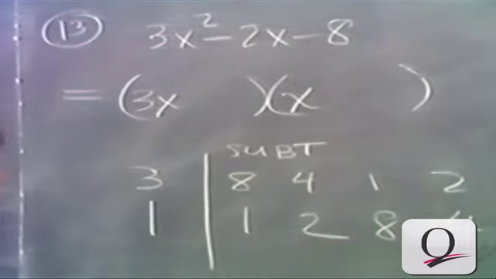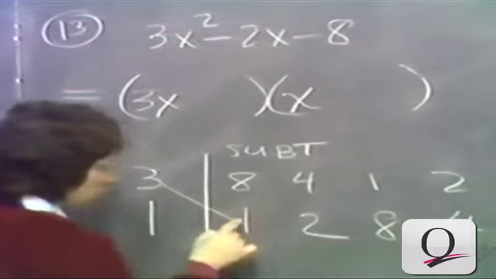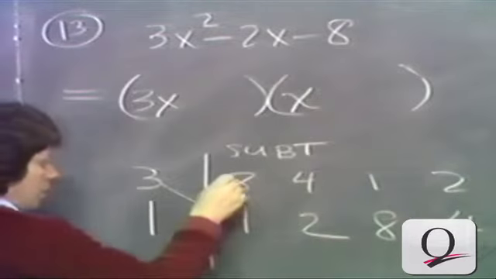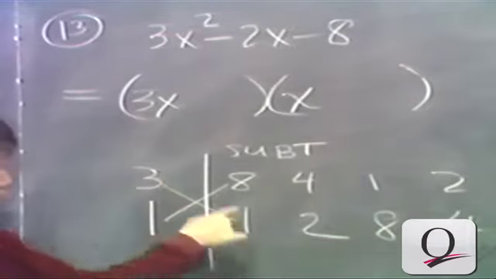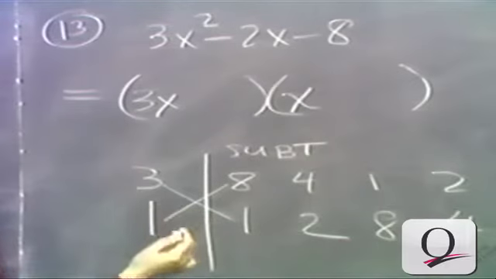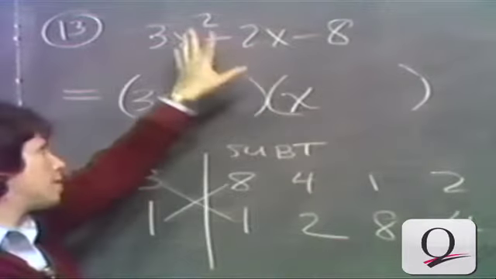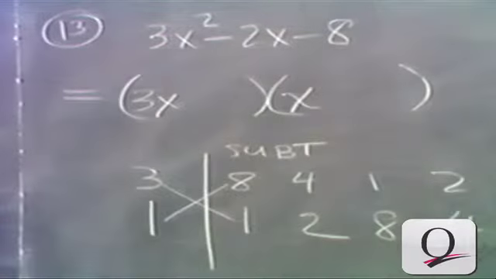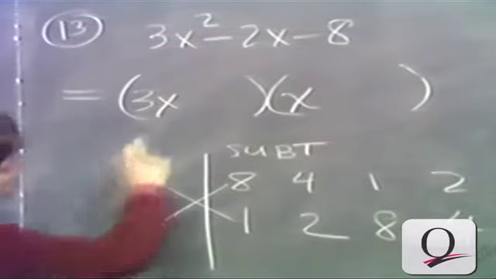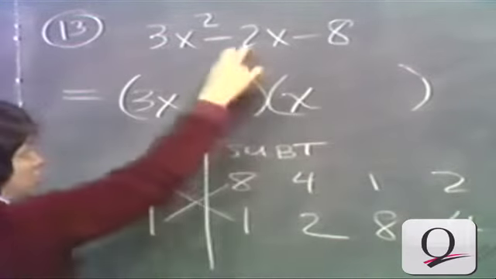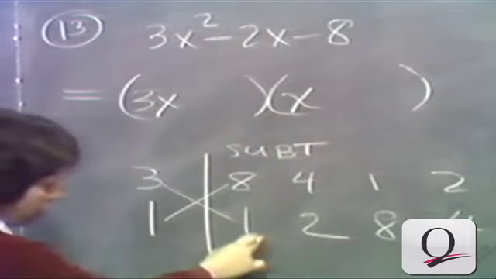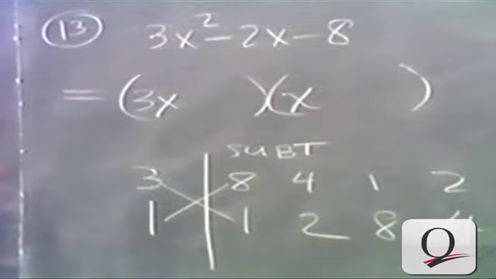And here's what I'm going to do. I'm going to multiply the 3 times the 1 and the 8 times the 1. This gives me a 3. This gives me an 8. The difference is a 5. And I'm going to be looking for a difference of 2. Don't worry about the plus or the minus sign. We can take care of that later. Basically, I want to get a difference of 2. 3, 8, the difference is 5.